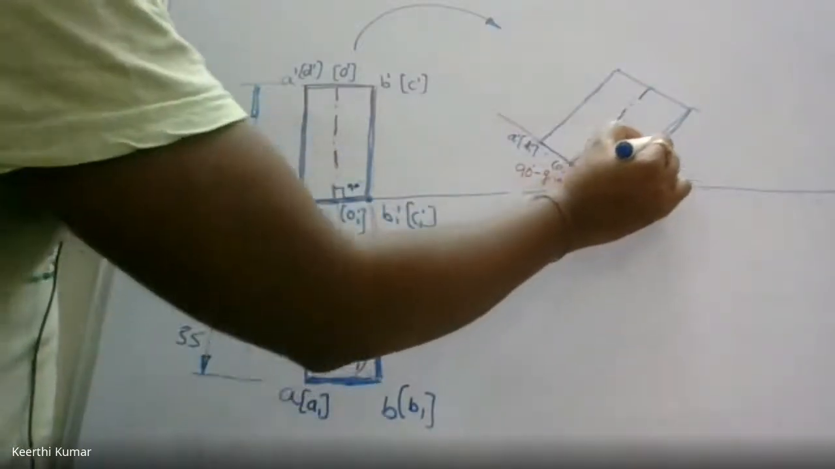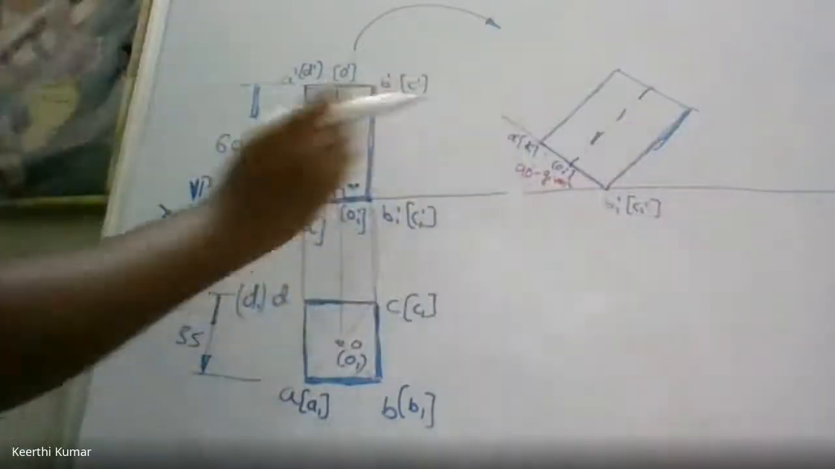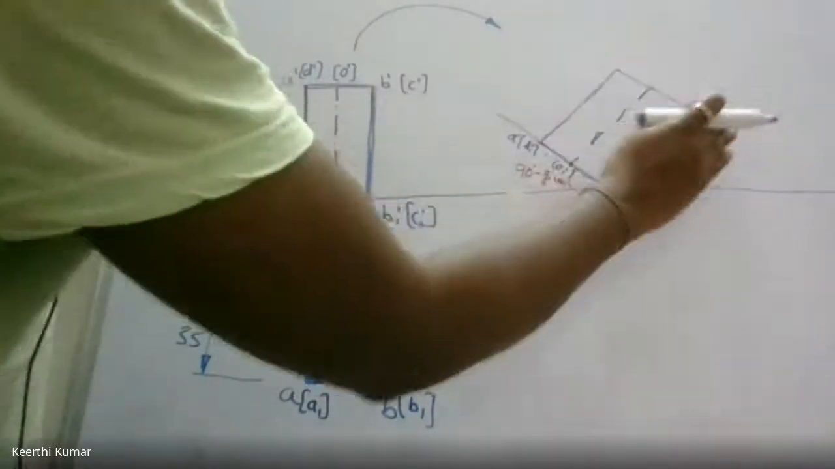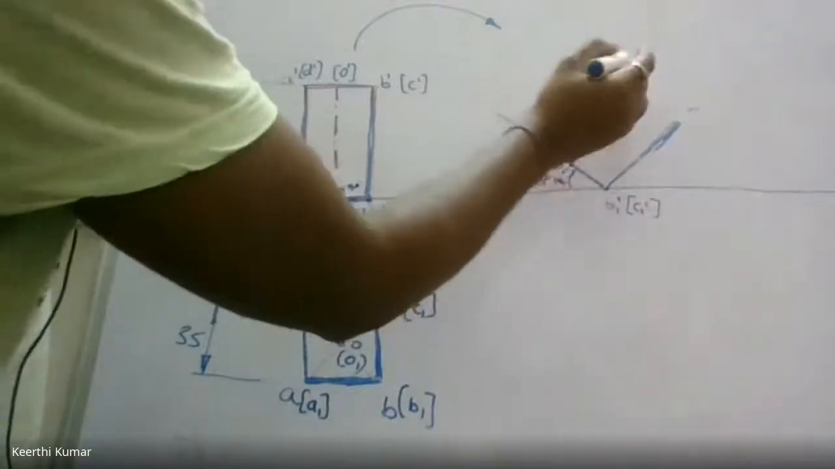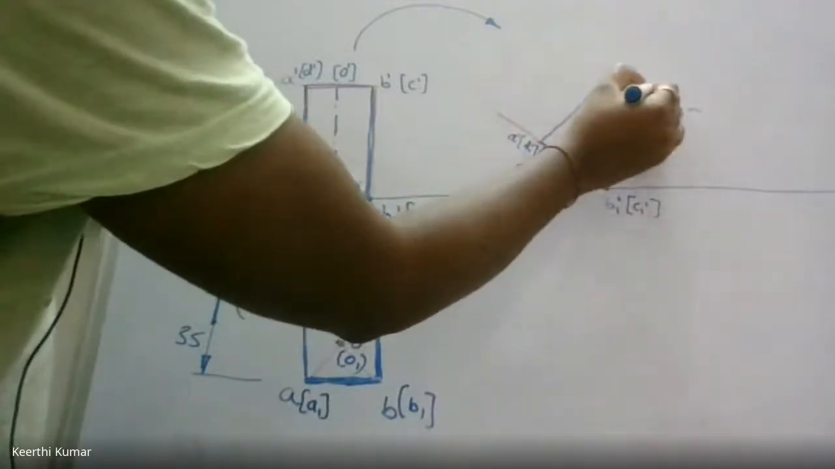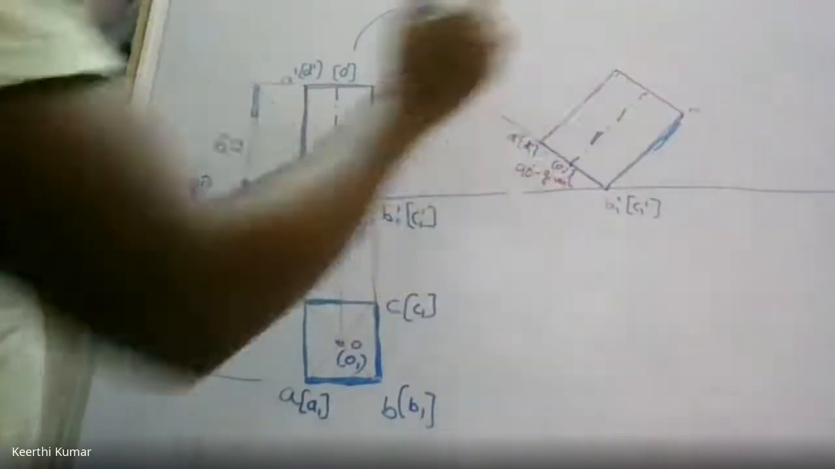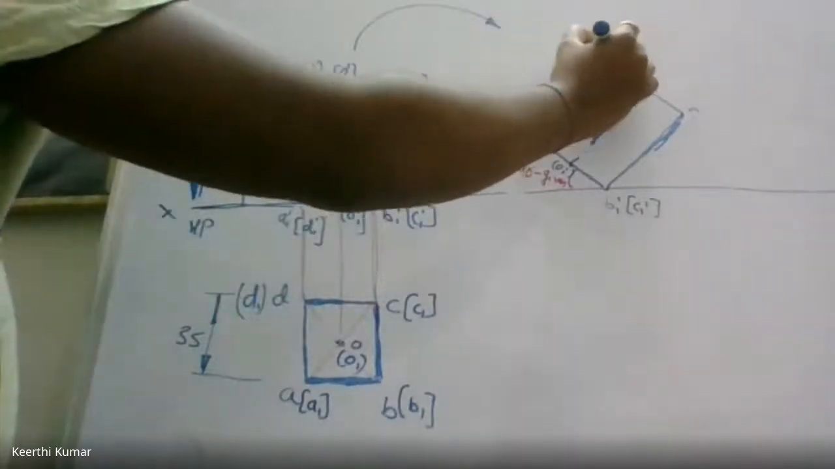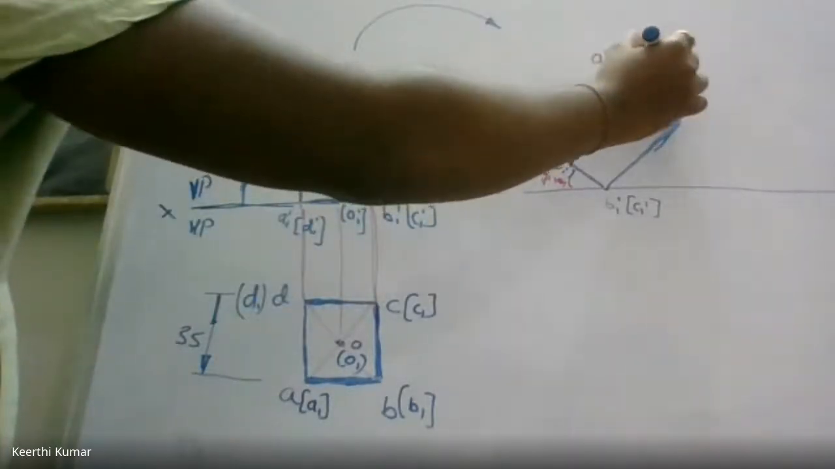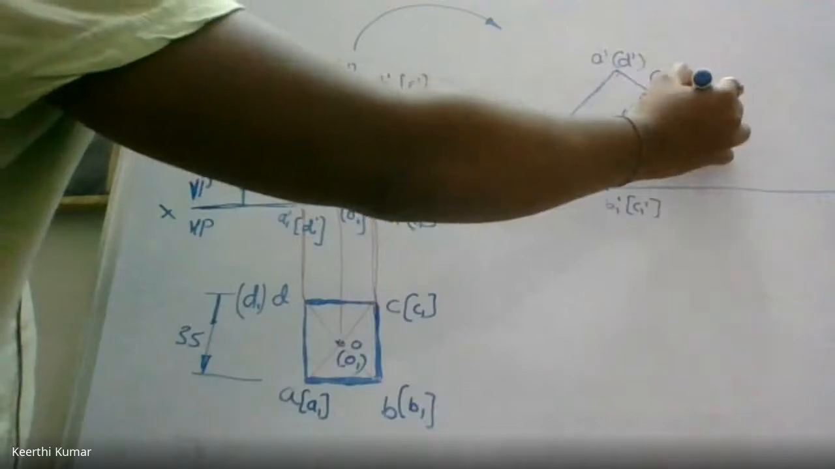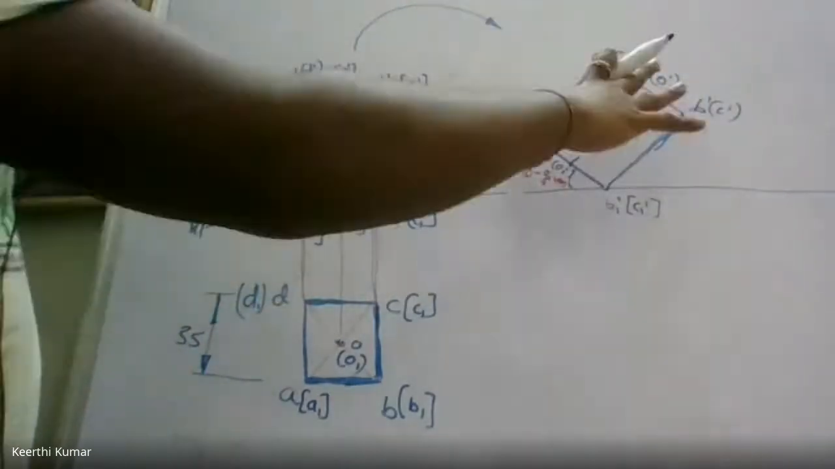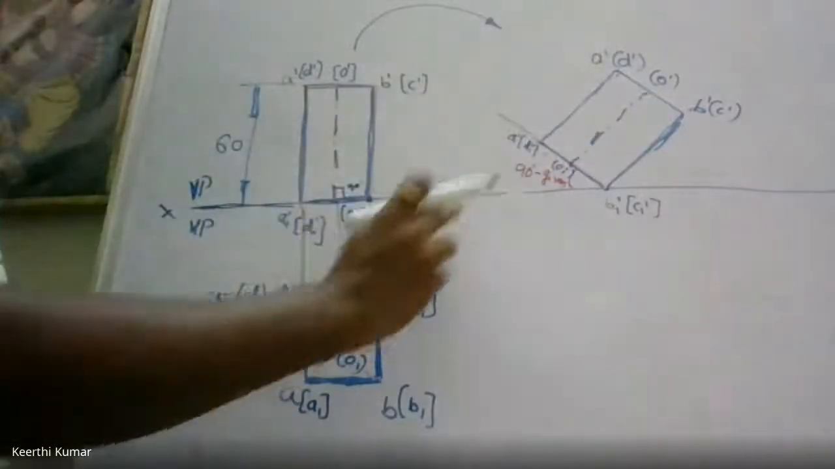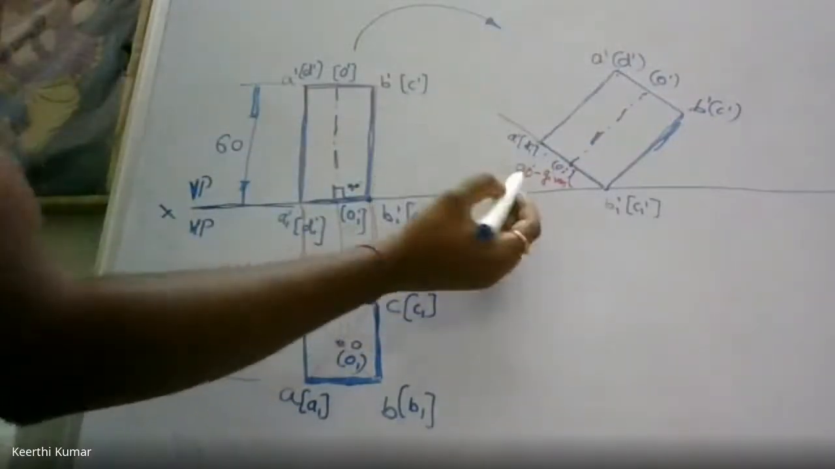The same solid is tilted at an angle of 45 degree. So what is the name for this now? This is supposed to be A dash within a bracket D dash. This is O dash. This is B dash, C dash. Same figure I rotated at an angle of 45 degree. Now I'll rub this. This is only for your reference.